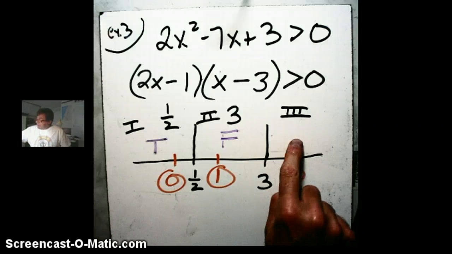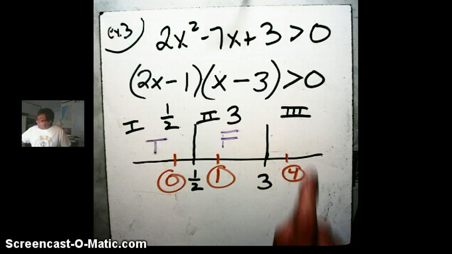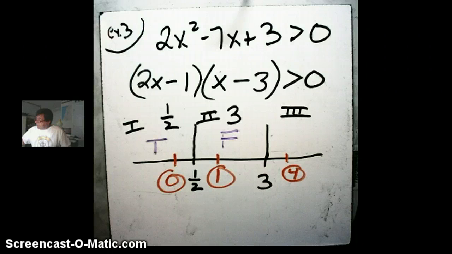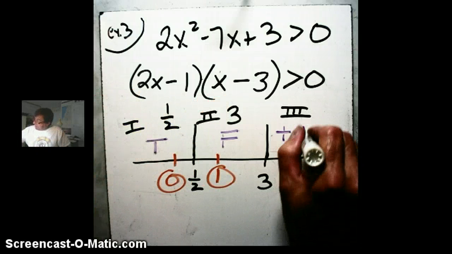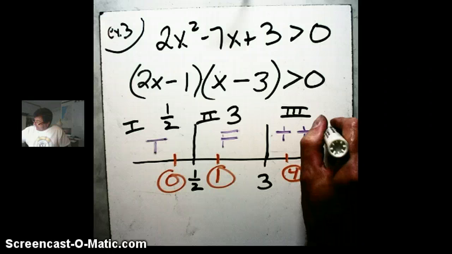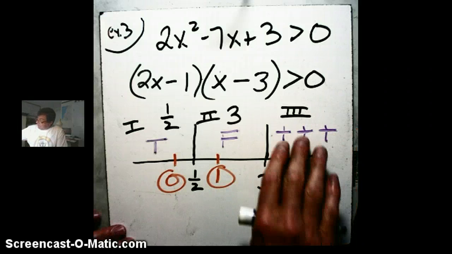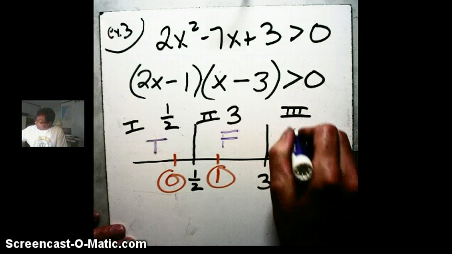Now, you may want to think these toggle back and forth all of the time, but they don't. So plug in the 4. That's 8 minus 1, which is 7. That's just a plus. And that's 4 minus 3, which is 1, which is a plus. What's a plus times a plus? It is positive. That's what we want, so it is true.